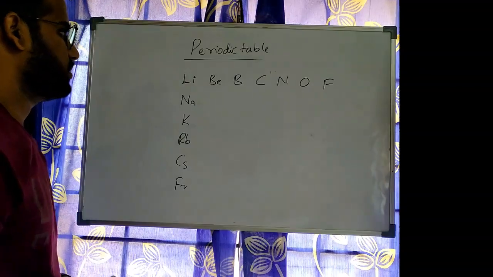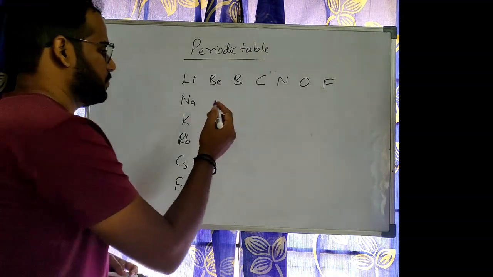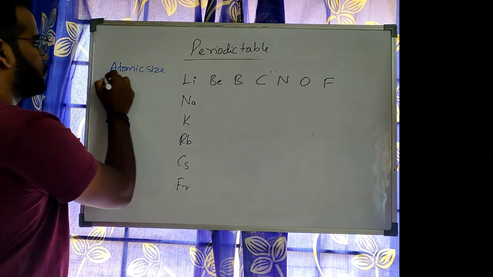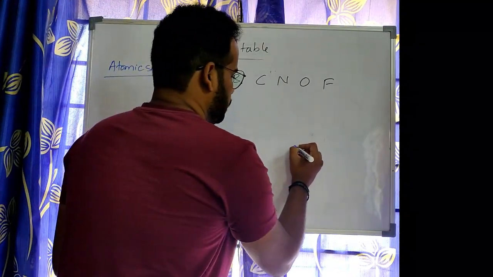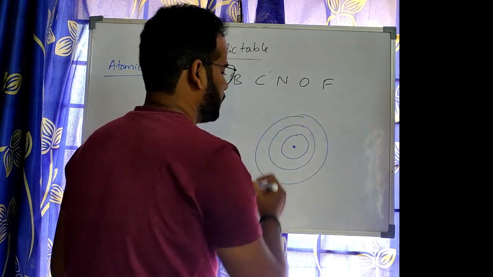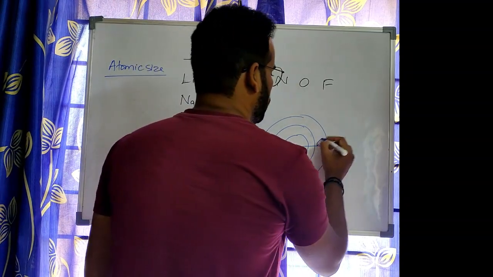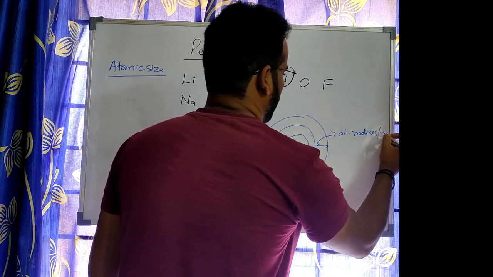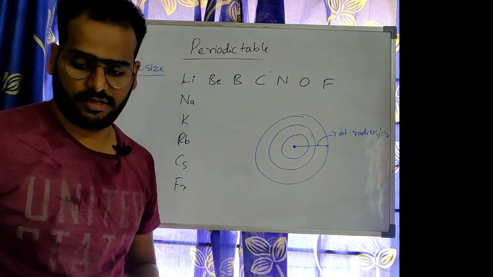Now we'll see how different properties change across this. The first point I'm going to take here is atomic size, which is also known as atomic radius. What is atomic size? This is the nucleus of an atom. These are the shells. The distance between the nucleus and the valence shell is known as atomic radius or atomic size. So we have to understand how it changes across the period and down the group.